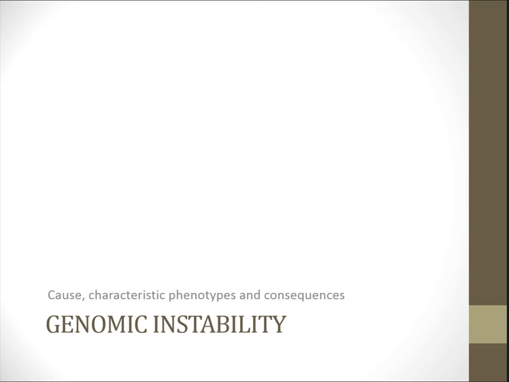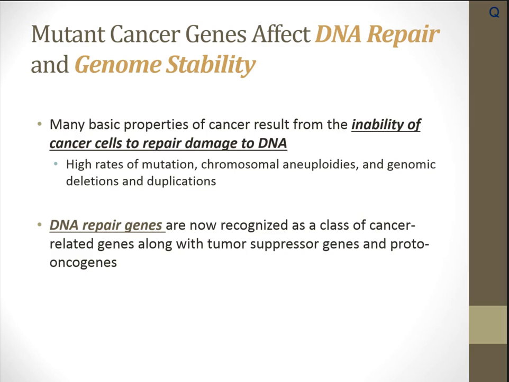Now let's talk about some of the specifics surrounding genomic instability. Another category of mutant cancer gene affects DNA repair, and this directly then contributes to genome instability. Some of the basic properties of cancer result from the inability of cancer cells to repair the damage to their DNA. This then results in high rates of mutation, chromosomal aneuploidies, and genomic deletions and duplications. These DNA repair genes, as they are called, are now recognized as a specific class of cancer genes, right along with tumor suppressors and proto-oncogenes.